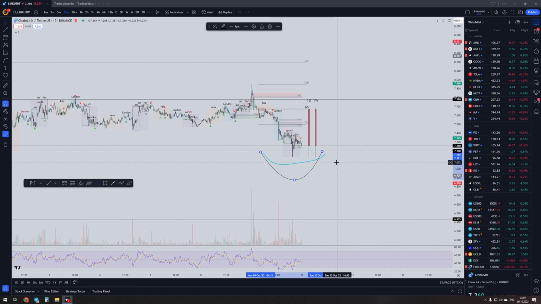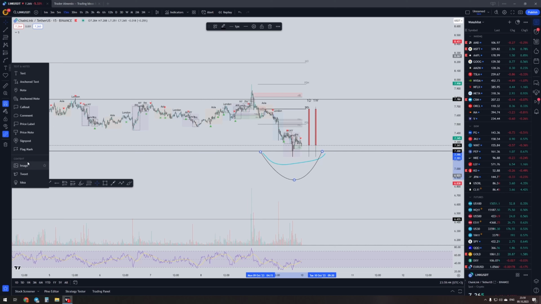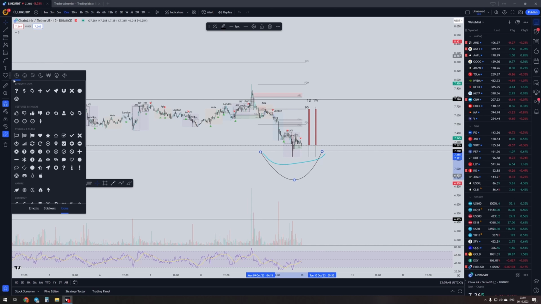Circles, ellipse, etc. You can also have some text, notes, comments, you can do all this kind of stuff. You can also use it as a tweet, an idea, and I'm also using some icons, but in general that's all I'm using.